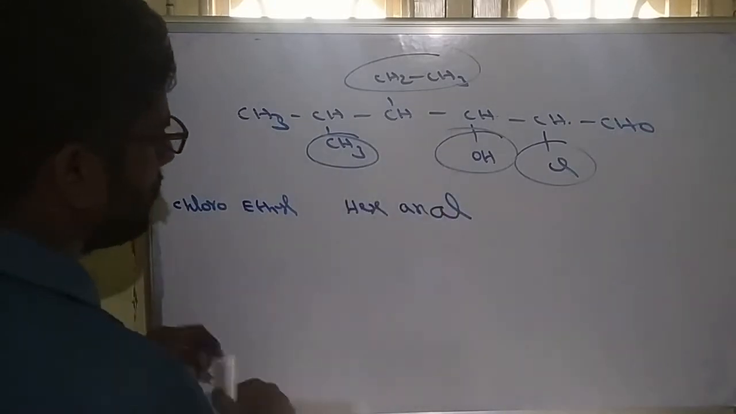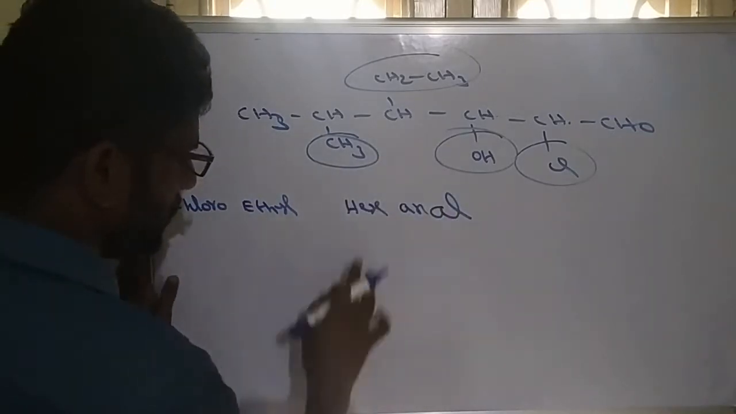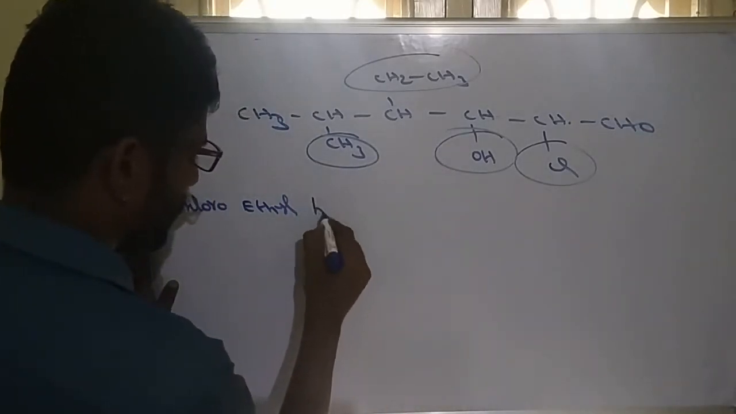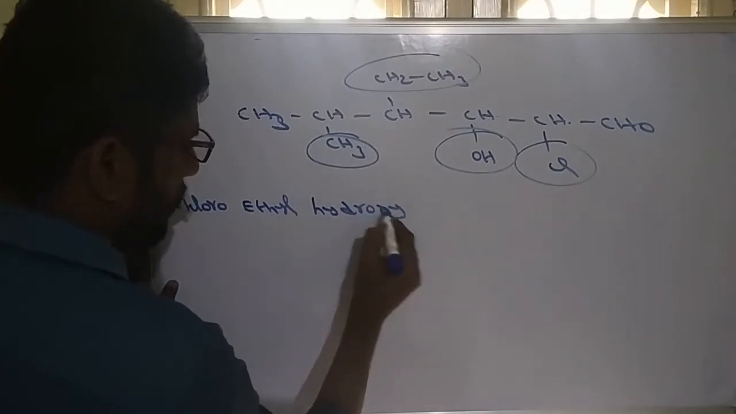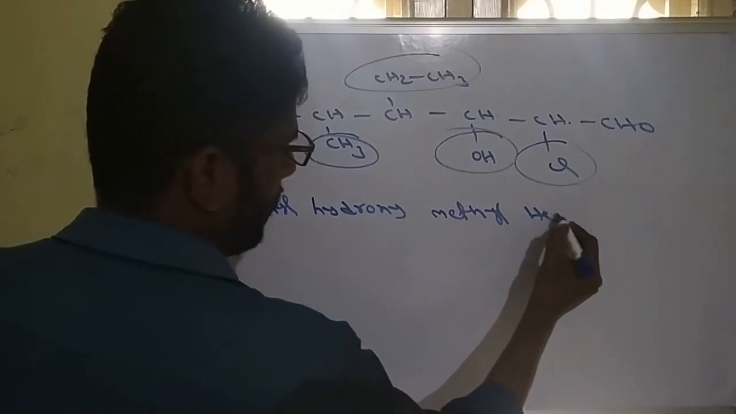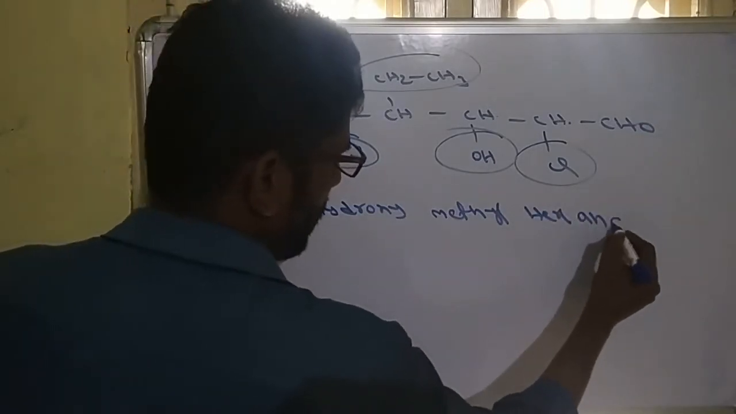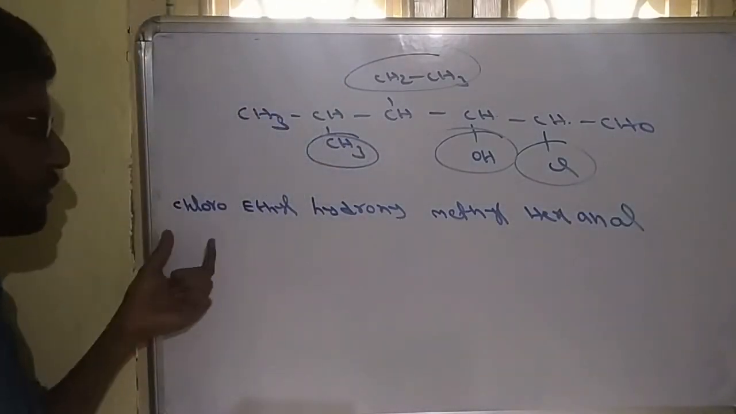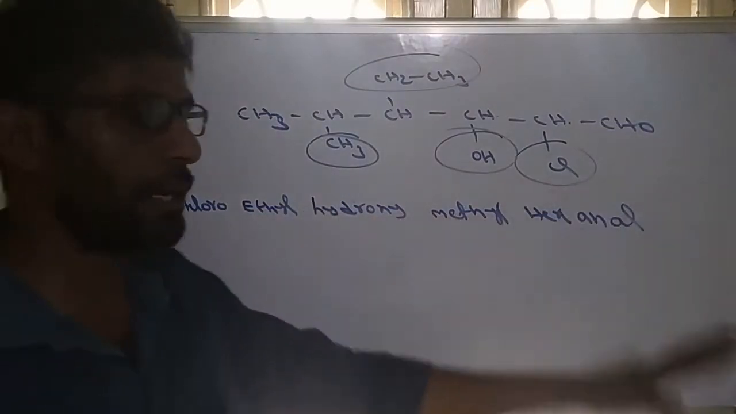After that we write hydroxy. I am writing here just hydroxy. After that we write methyl. And the remaining root word is hex, primary suffix ane, secondary suffix al. So chloro, ethyl, hydroxy, methyl, hexanal.